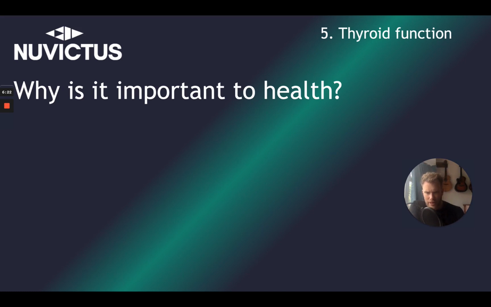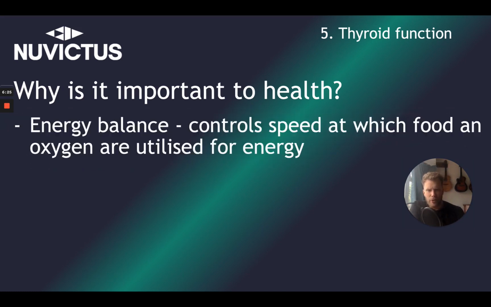So the thyroid gland is important for every single cell. It's important for energy balance. It controls the speed at which food and oxygen are utilised for energy. So in terms of the amount of energy required for any given time, obviously when you run or when you do a marathon, you need a lot more energy utilisation.